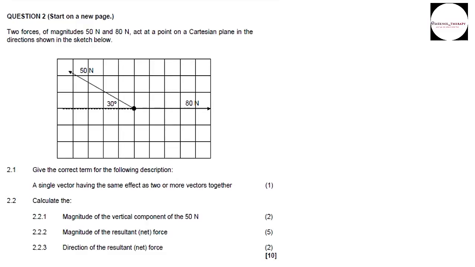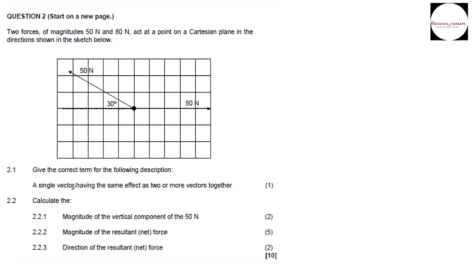Okay, so we are on question 2 and still on vectors in 2D. It says two forces of magnitude 50 Newton and 80 Newton act at a point on a Cartesian plane in the directions shown in the sketch below, right? We are given a sketch diagram there.